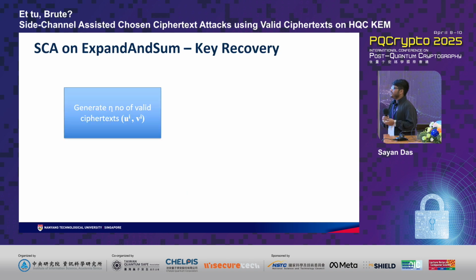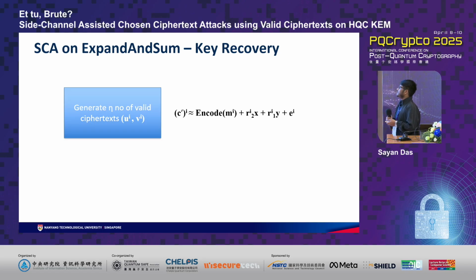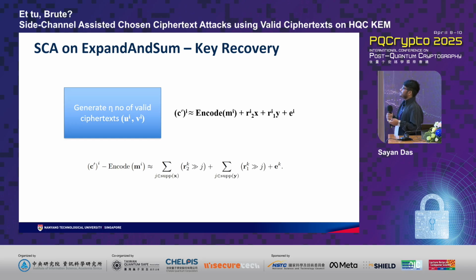So for the key recovery algorithm, we generate eta number of valid ciphertexts using our own constraints, using the values R2, R1, E, which are the pseudo-random samples I have told about. After that, we get an approximate eta number of linear equations, which we actually solve.